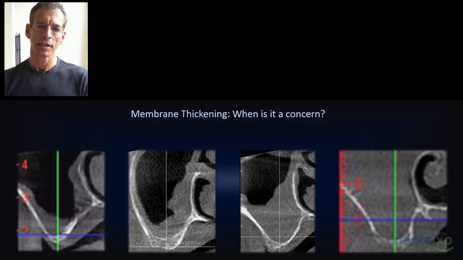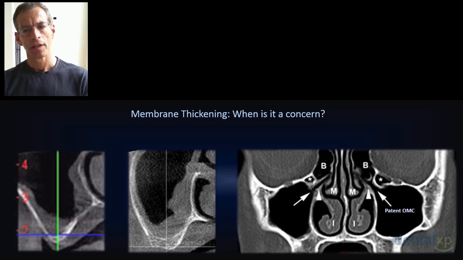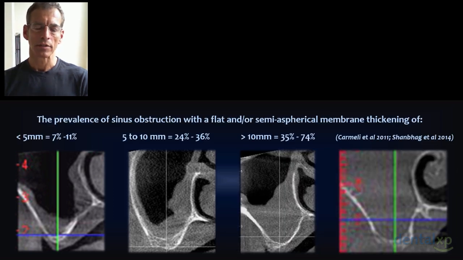When is membrane thickening a concern? I am actually less concerned about membrane thickening than I am concerned about the patency of the ostium. A patent ostium reduces your risk for postoperative sinus infection. Now, what is the prevalence of a blocked ostium or sinus obstruction with a flat or semi-aspherical membrane thickening of less than 5 millimeters? Well, it's very low, 7 to 11%. If the thickening is 5 to 10 millimeters, 24 to 36%, greater than 10 millimeters, up to 74%, and if you see your sinus completely occluded, then I would assume that your sinus is obstructed.